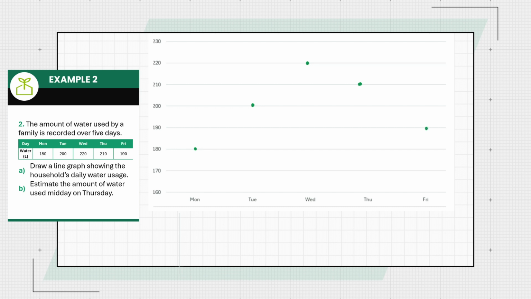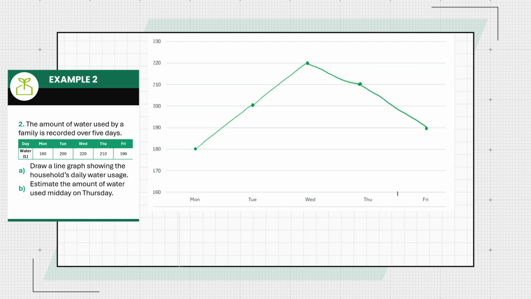So if we draw our line graph between these points, we get a rough idea of what we've got. So again, if you're doing this on your own, use a ruler. It's going to be very helpful and give you a better idea of what your estimates are going to be. So for our next part B, it asks us to estimate the amount of water used midday on Thursday.